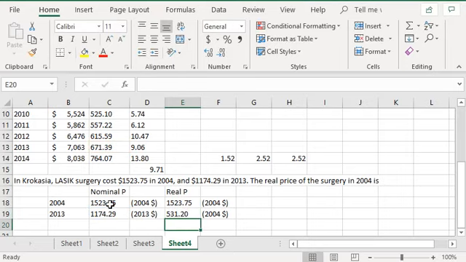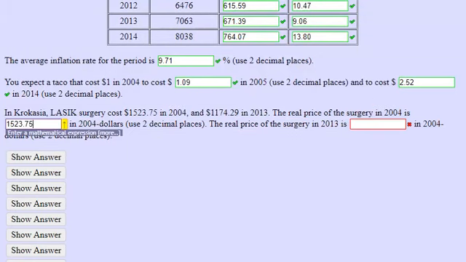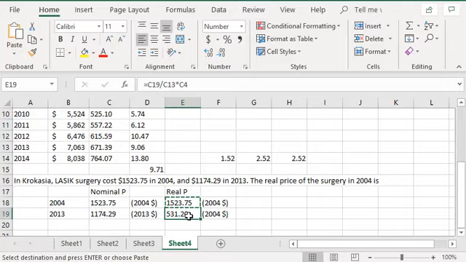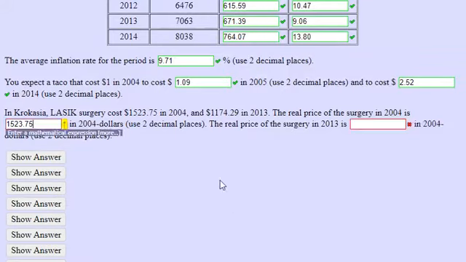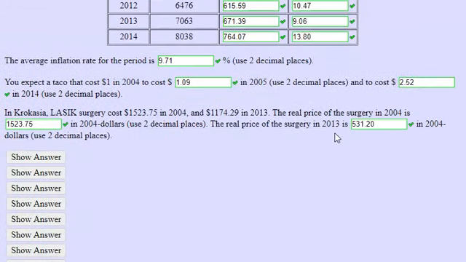So let's go ahead and copy this information in. The real price in 2013, the 2013 surgery in 2004 dollars, is that value. So prices really went down when you account for inflation. And we hit enter, we should get all the answers correct. And we do. We got all the answers correct.